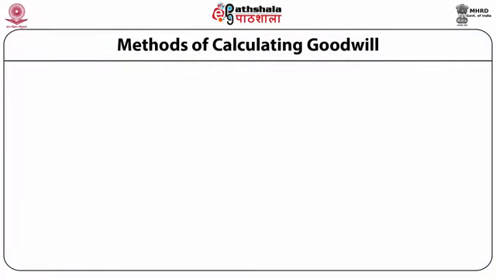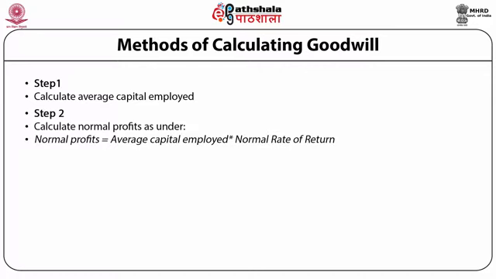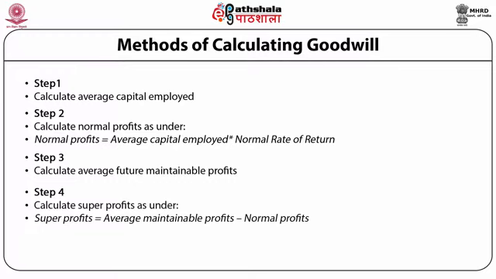Steps of calculating goodwill by super profit method are shown here. Firstly, average capital employed is calculated. Then in step 2, normal profit is calculated or determined by multiplying average capital employed with the normal rate of return. In the next step, average future maintainable profits are calculated. In the fourth step, super profit is calculated with the formula: average maintainable profits minus normal profits.